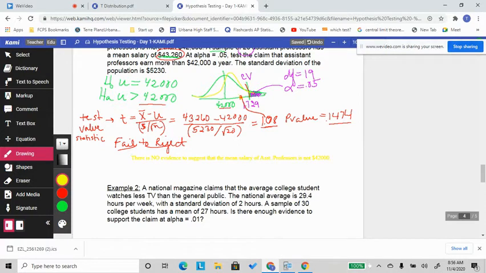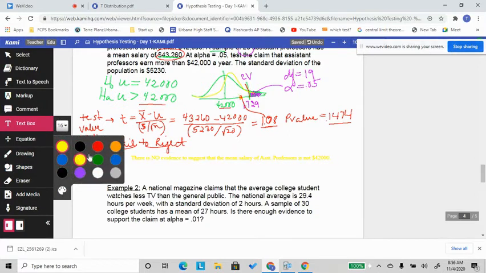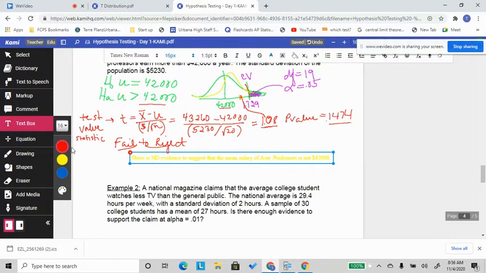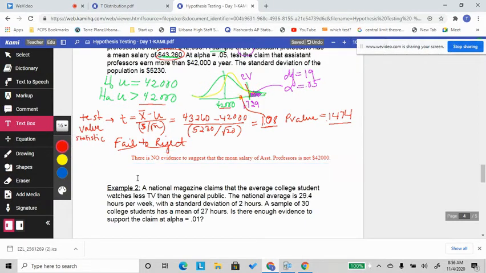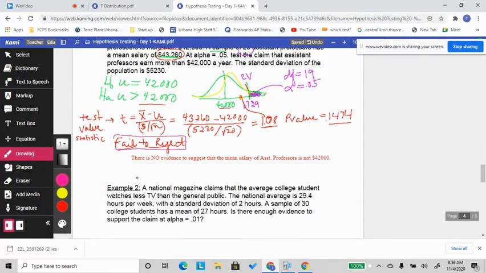Okay. You probably cannot read that. See if I can change that back. There we go. So we have no evidence to suggest that the mean salary of assistant professors is not 42,000. Okay, so when you're going through this, you always refer this back to the H0. So you either reject the H0, or you fail to reject the H0. You always look at your null hypothesis.